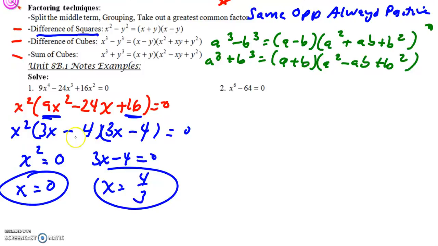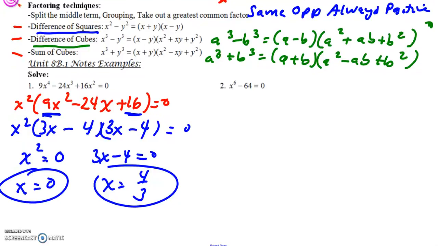Well, this one has a multiplicity of 2 from last unit, so this root repeats twice, and this is x squared equals 0, so this root repeats twice as well. So both of these are double roots, so we do have 4 roots indeed.